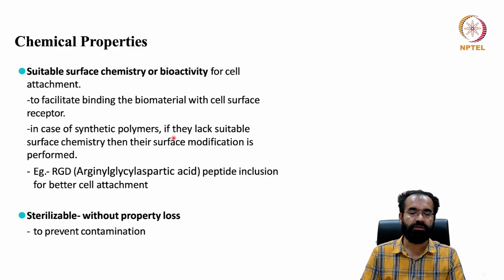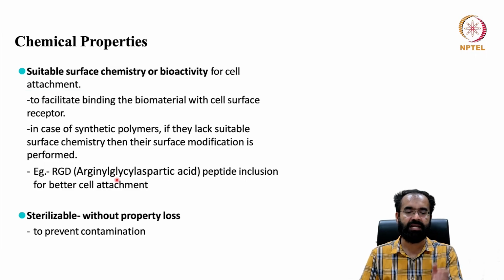In case of synthetic polymers, if they lack suitable surface chemistry, then their surface modification has to be performed. For example, RGD, that is arginyl glycyl aspartic acid. It's a 3 amino acid peptide, arginine, glycine and aspartic acid together. It's a small peptide. Inclusion for better cell attachment. So when you make the biomaterial, you include this also, RGD, so that biomaterial is now more friendly to the cells because it will interact with this 3 amino acid peptide.